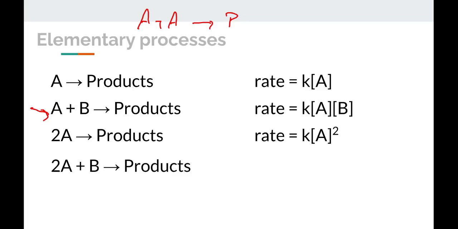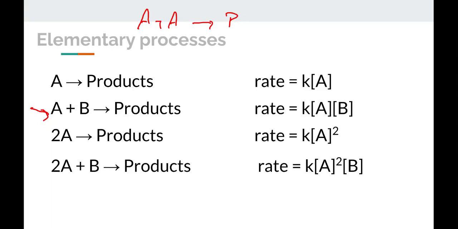If we have 2A plus B making products, then having more A will give more A to react, and it will also give more A to react with both the other A and the B. And so this is going to be second order in A, but only first order in B, because adding more B only gives more B for the A's to react with. So the rate law here is going to show second order in A and first order in B. To summarize, for an elementary process, the order in any reactant is the same as its coefficient in the elementary process.